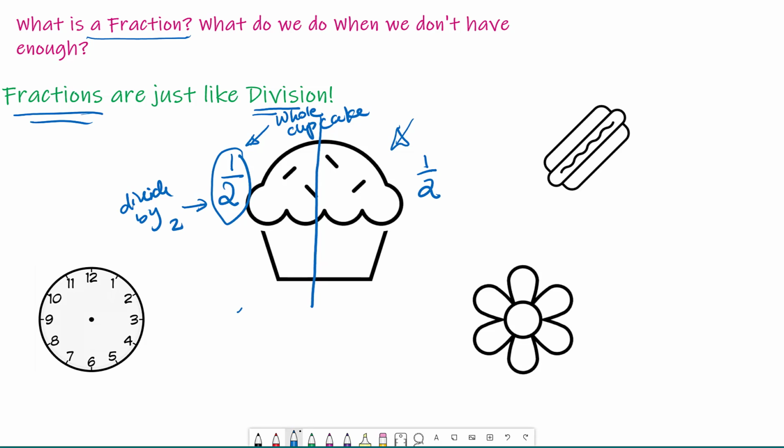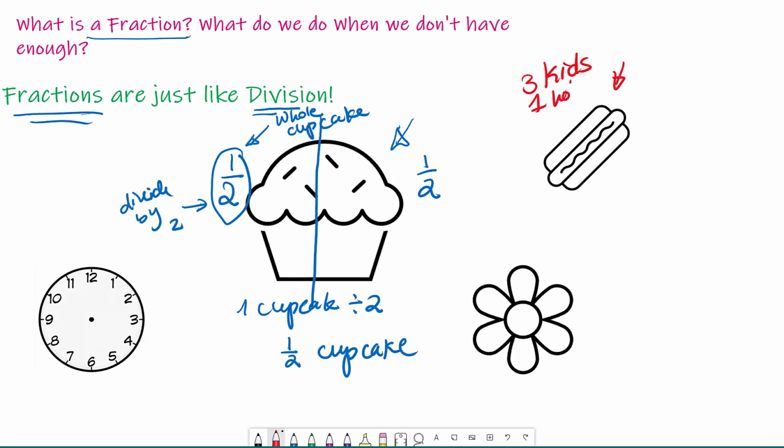So when we take one cupcake and we divide into 2, we get half a cupcake. That is the result. Okay? Now this is what happens when we just divide into 2. But we can have division among more kids. For instance, let's say that we are now 3, right? It's you, your best friend, and your best friend's sister, and there's just one hot dog. And you all 3 want this one hot dog here. So 3 kids, but just one hot dog.